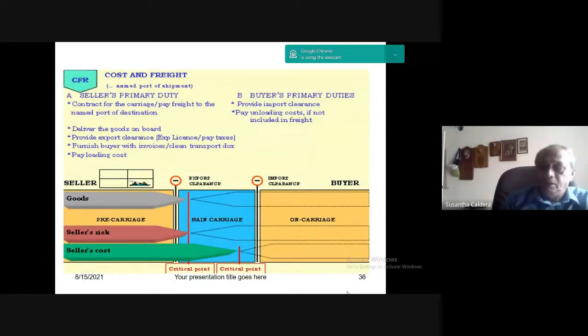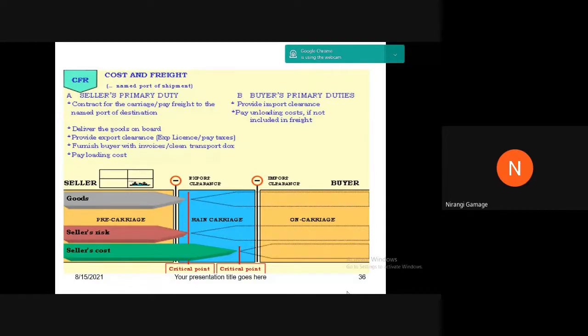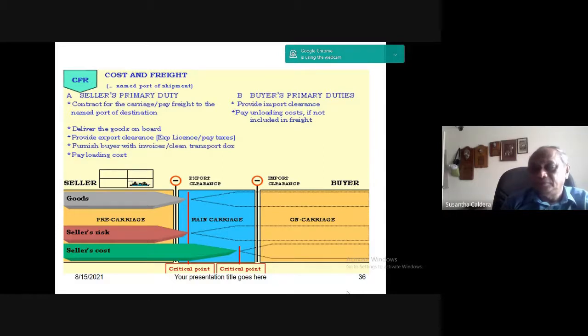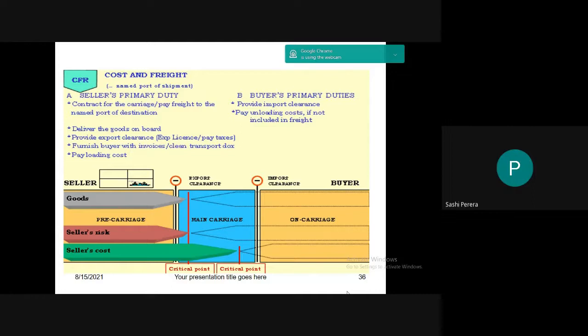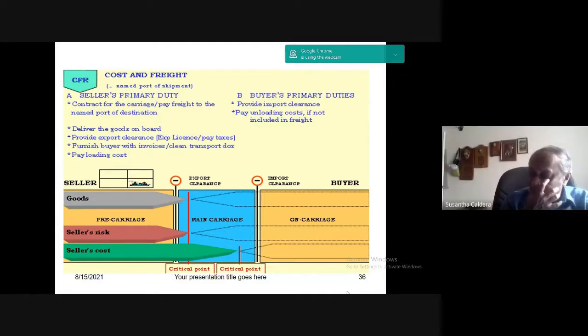FOB. Origin or destination? Origin. Then pre-carriage? Seller. Customs clearance? Seller. Then contract for carriage? Buyer. Contract for carriage, buyer. Very good. Then loading? Seller. Then insurance? Buyer. Good. Then unloading? Buyer. Onward carriage? Buyer.